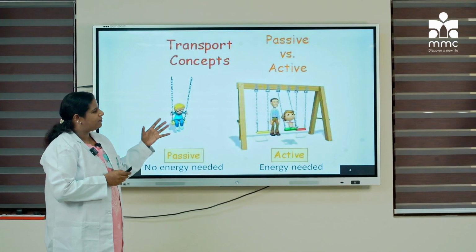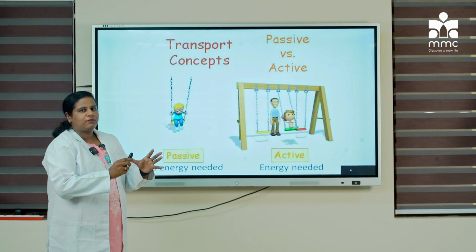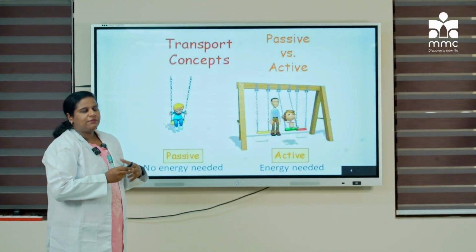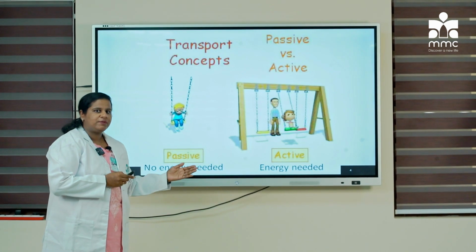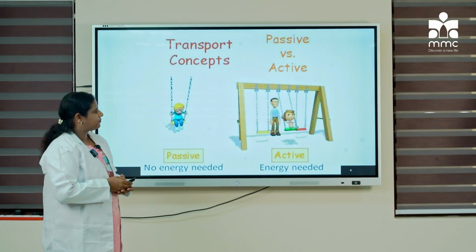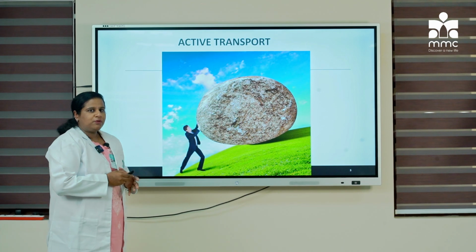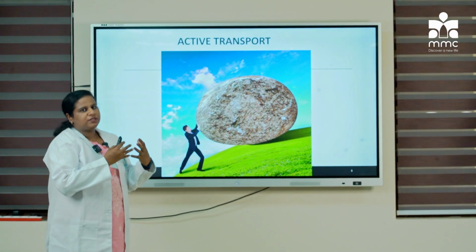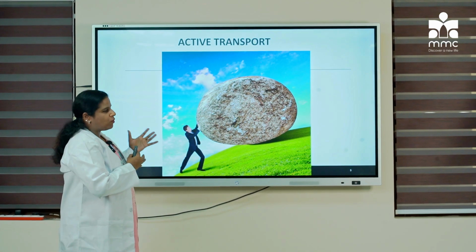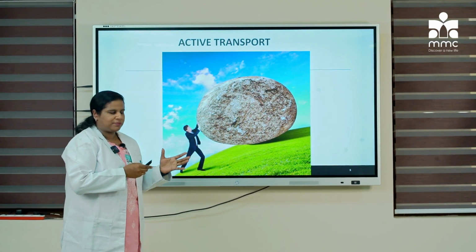The energy of the push is required to make the swing go forward. Similarly, for active transport, energy is required to move the molecule from one side of the membrane to the other side of the membrane. So active transport, like you've already seen, is like an uphill movement of a particular substance. It's like rolling a stone up the hill, for example.